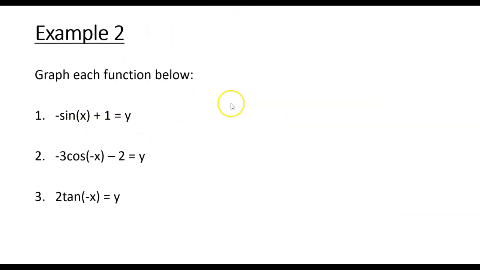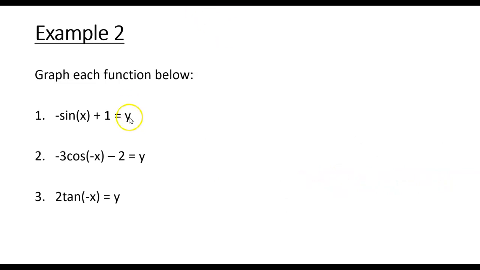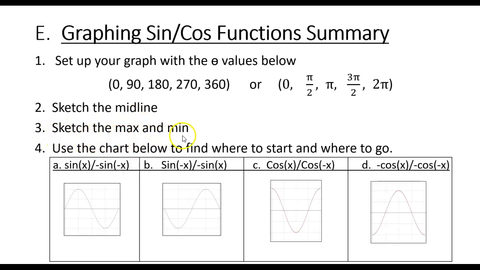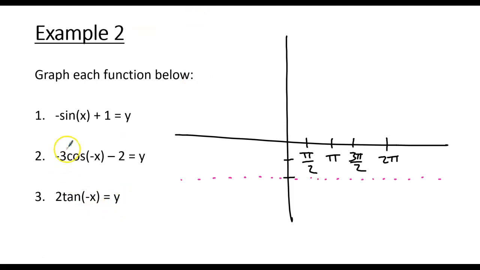Sketch the midline. My midline in this case is -2. So I'm going to go down 2, and I'm going to put a dotted line there. And there's my midline. Let's go ahead and take a look at step 3. Step 3 says to sketch the max and the min. So how do we sketch a max and min? We take the amplitude, which is 3, and we add that to the midline. So my midline is -2, so I'm going to go up 3. 1, 2, 3, and down 3.